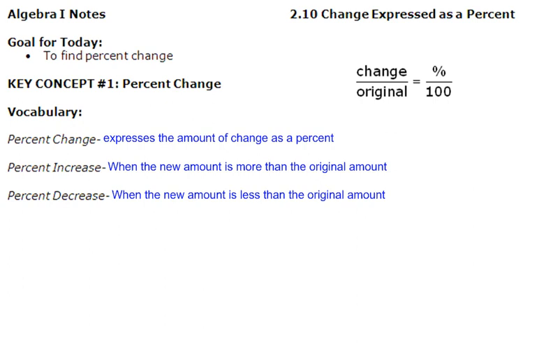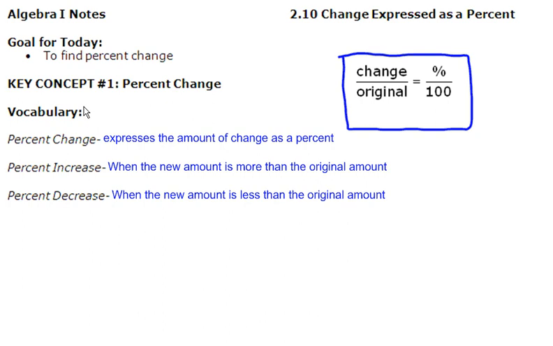Today we're looking at 2.10, which is change expressed as a percent. So this is still using our percent proportion that we used yesterday, except instead of is over of equals the percent over 100, we're doing the change over the original equals the percent over 100.